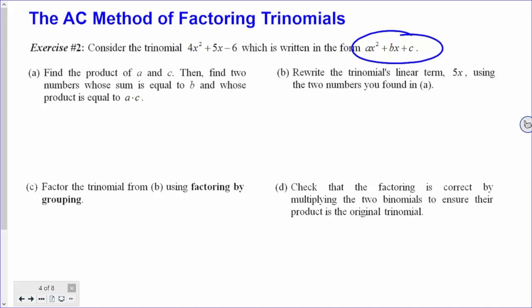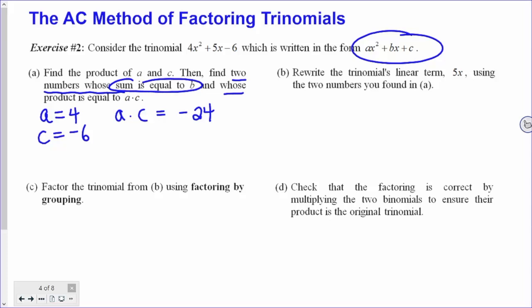Find the product of A and C. Well, in this case, A is equal to 4, C is equal to -6, so A times C, really easy, is -24. All right, that's simple enough. Then find two numbers whose sum is equal to B and whose product is equal to A times C. So the sum is equal to B, which is equal to 5.